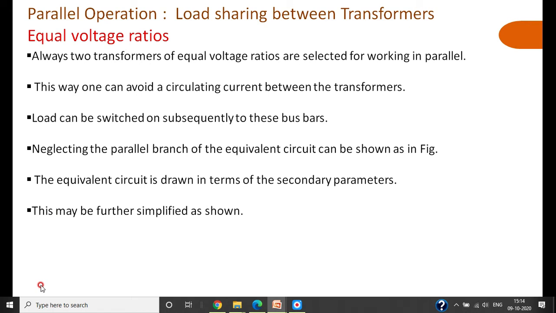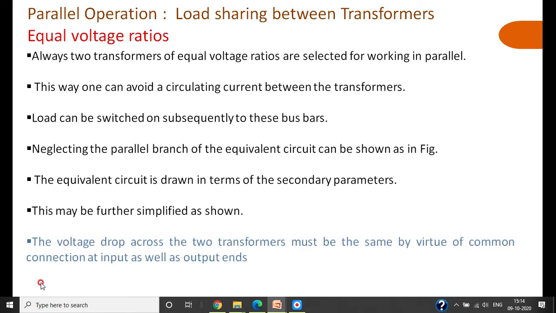This may be further simplified step by step so that we can find the current shared by the first transformer and the second transformer. The voltage drop across the two transformers must be the same by virtue of the common connection at the input as well as the output. It is quite evident because both transformers are connected to the same supply and across the same load bus. Therefore, the voltage drop across the two transformers must be the same.